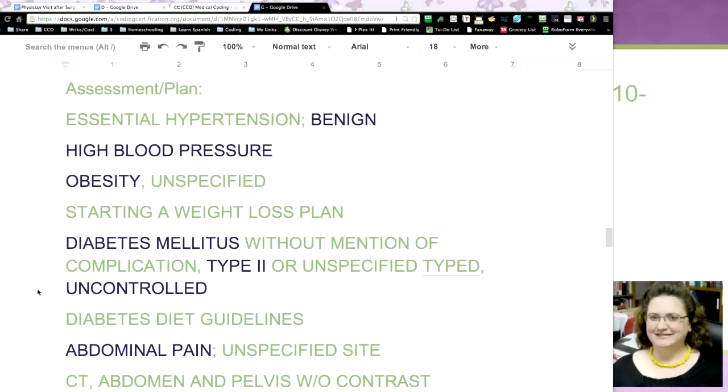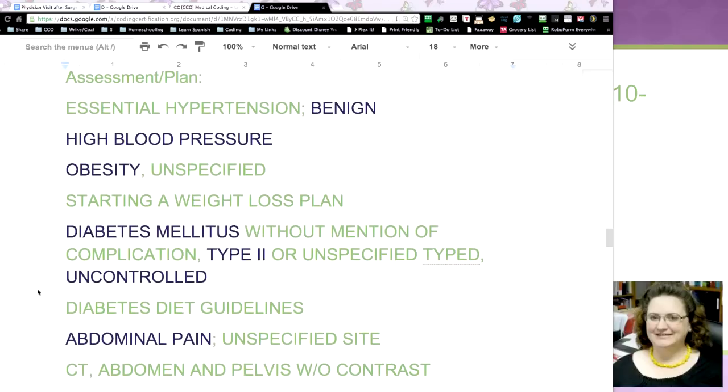Now stop right there. We're actually getting stuff to do the E&M. So now assessment and plan means diagnosis and how he's going to treat it. What's his plan? So he's giving the patient a diagnosis of hypertension, and he states it's benign hypertension. Now, in ICD-9, that makes a difference. In ICD-10, it does not. Obesity, unspecified. So he didn't say morbid obesity. He just said obesity. And then the plan is they're going to start a weight loss program.